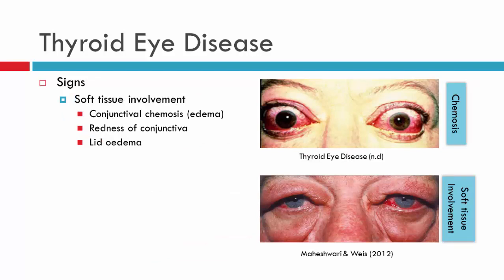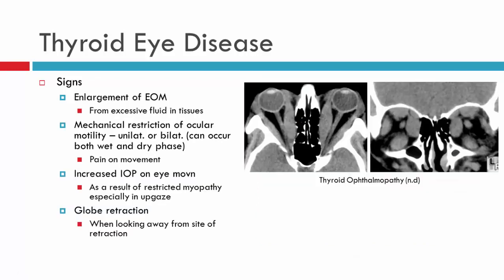During the wet phase, we also see soft tissue involvement, and we can see here the patients have quite a bit of redness, and we've got lid edema here. So what we see is conjunctival chemosis, redness of conjunctiva and lid edema. These are classic signs of a patient who's in the wet phase and during the active phase of the disease. The patient above also, you can see on top of the soft tissue involvement or the chemosis in that particular instance, also has exophthalmos.